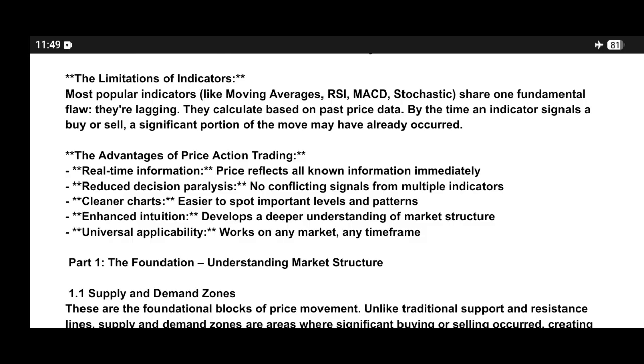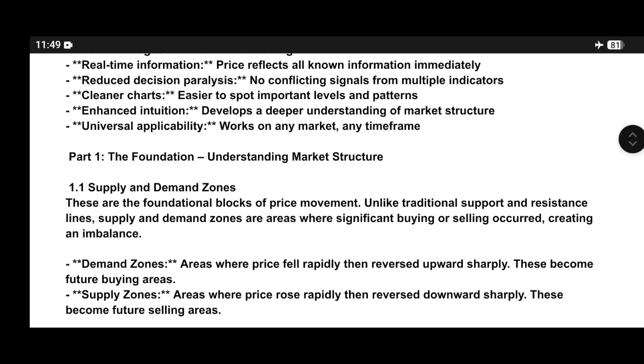So now let's go to understanding market structure, because as a trader you need to understand market structure. It is very, very important, because number one is supply and demand zones. These are the foundational blocks of price movement. Let me break this down for you. Price moves zone by zone in the market, because price doesn't just move randomly. No, price moves to a certain level for a purpose. So the price in the financial market moves zone by zone.